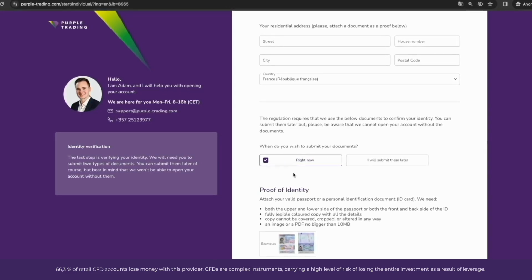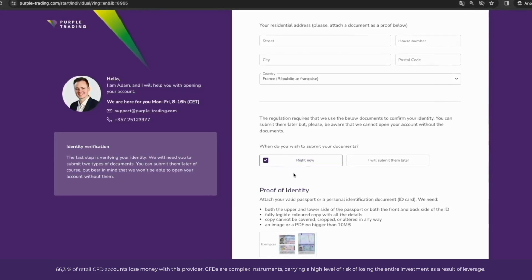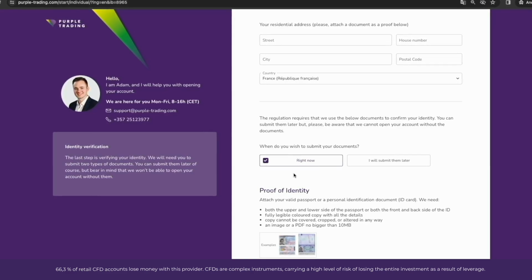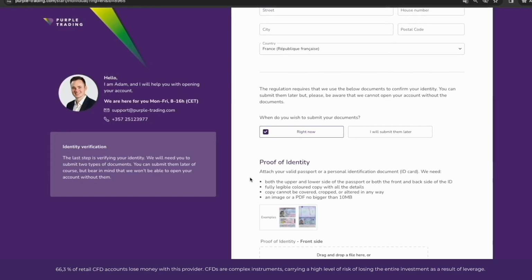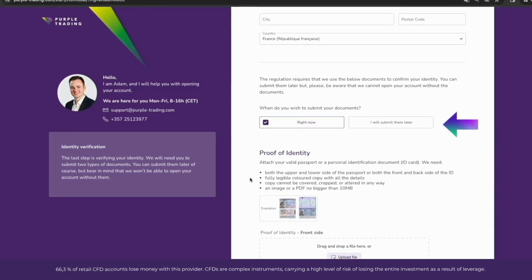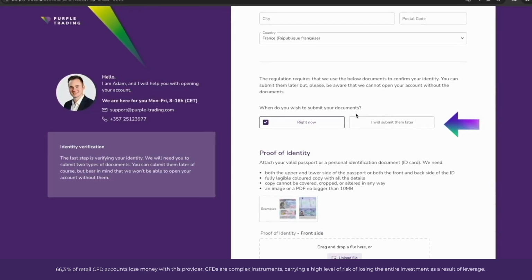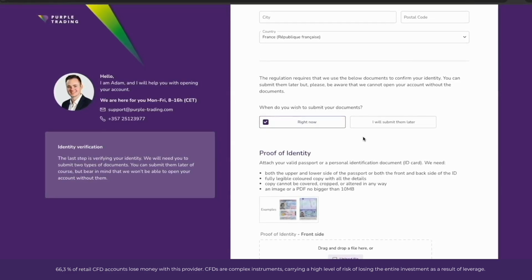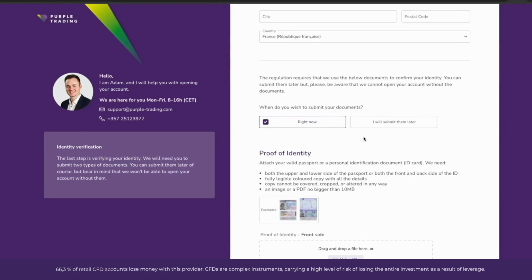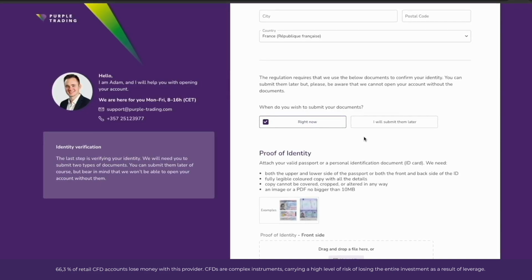If you wish to speed up the application process as much as possible, I recommend uploading all the documents at once. However, if you know that you don't have all the documents at hand, you can choose to upload them later and then send them all at once to support@purple-trading.com. Alternatively, you can upload these documents to the link that will be sent to your email after you have submitted your registration.